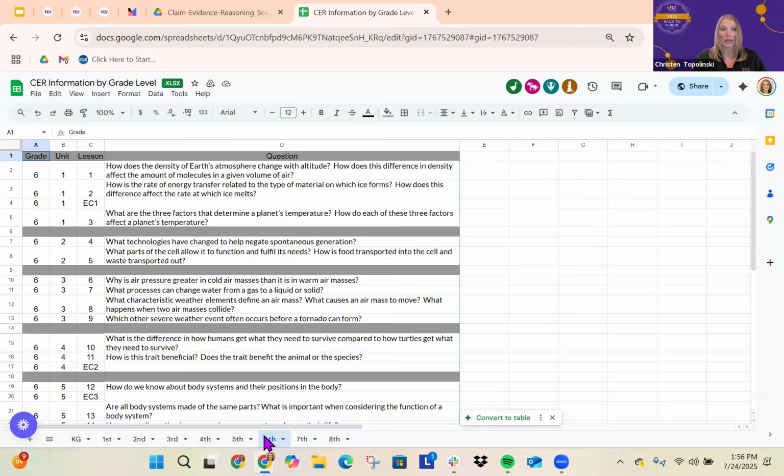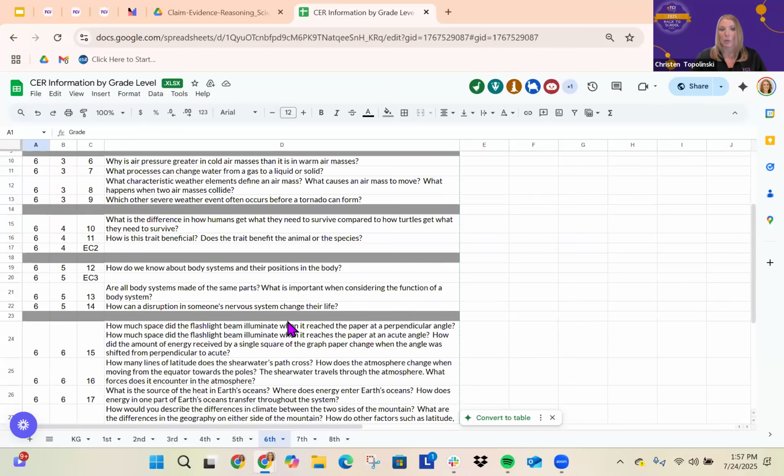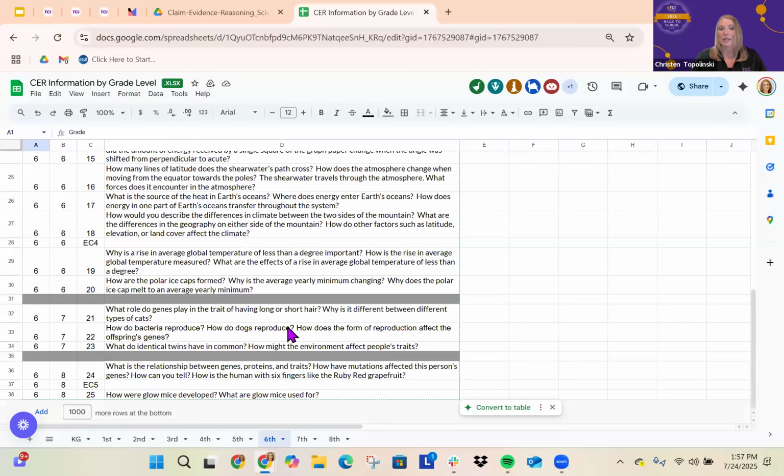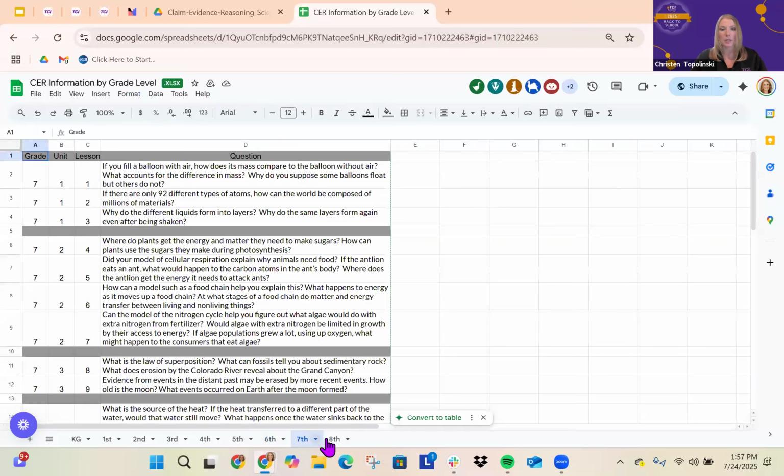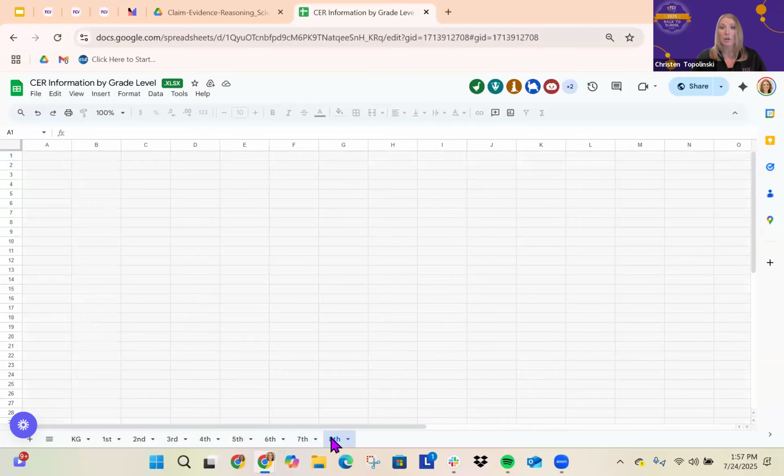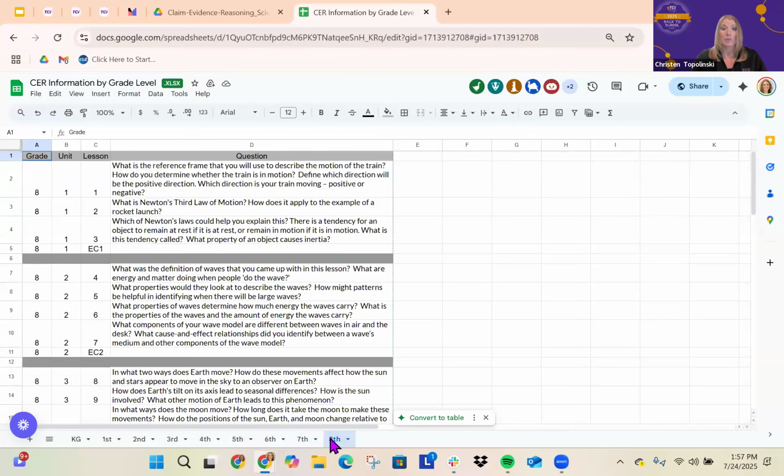Then when you get to sixth grade, I did this slightly differently because, like I said, it looks different. What I did was include the two questions that go back to that phenomenon. What is it that they're going to have to answer in order to be able to explain that phenomenon? So I put the questions in. You'll see in sixth, seventh, and eighth grade the questions they have to understand in order to explain that phenomenon, because it's set up slightly differently. But they're all there for you.